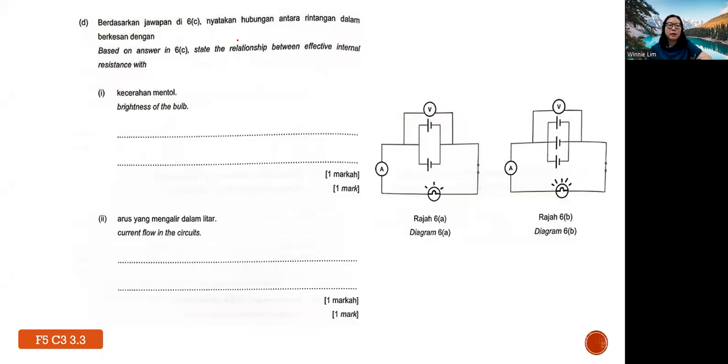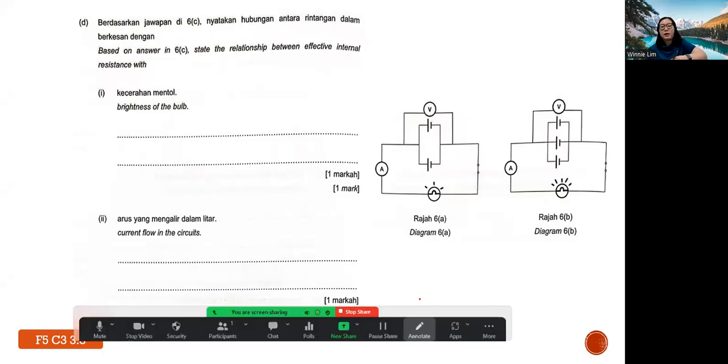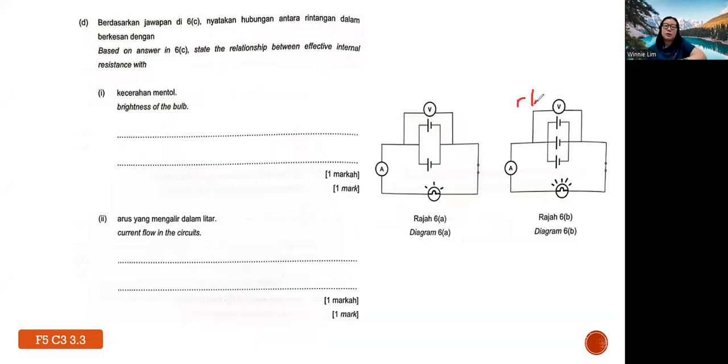Okay, then next, normally they will ask regarding the relationship. So for part D, based on your answer in 6C, state the relationship between effective internal resistance and brightness of bulb. Like just now, we say that the internal resistance here is lower, so you see it is brighter. So you can give this relationship: when the effective internal resistance is higher, the brightness is dimmer.